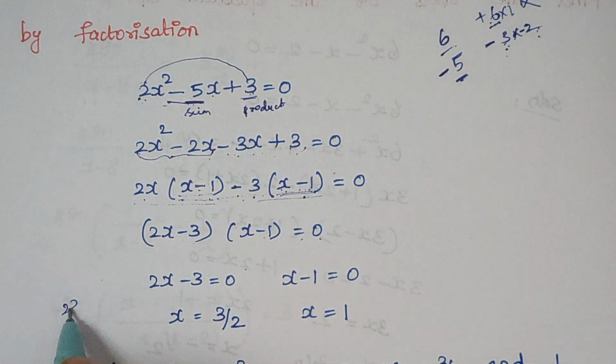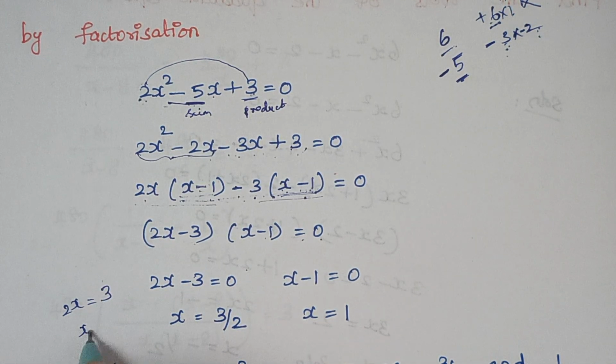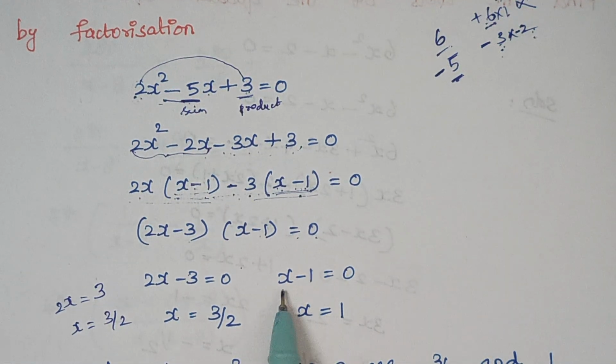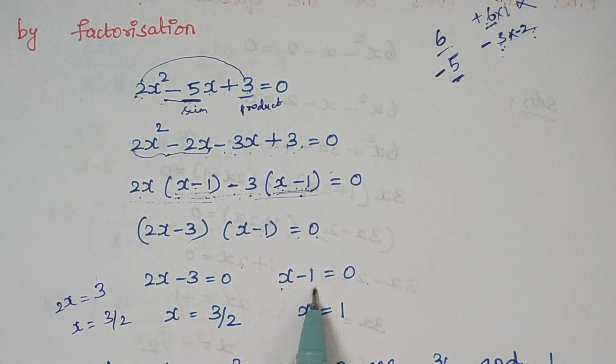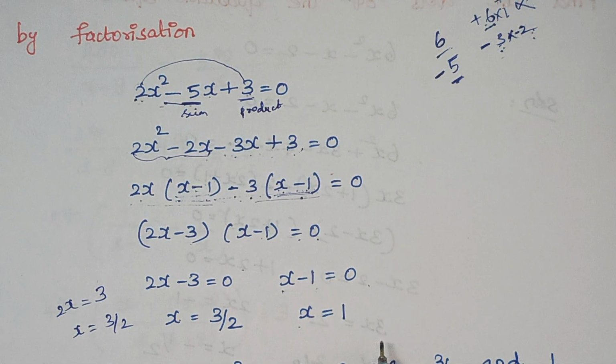So here you see 2x, when you move this minus 3 to the right hand side, it becomes plus 3. So the value of x is 3 by 2. So here when you equate this term to 0, x minus 1 equal to 0, here also you will be getting the value of x is equal to 1.